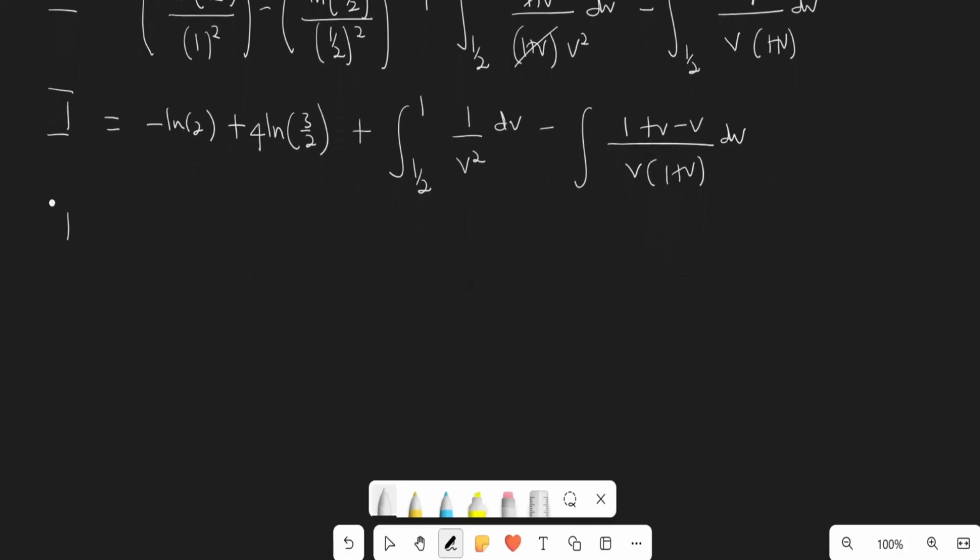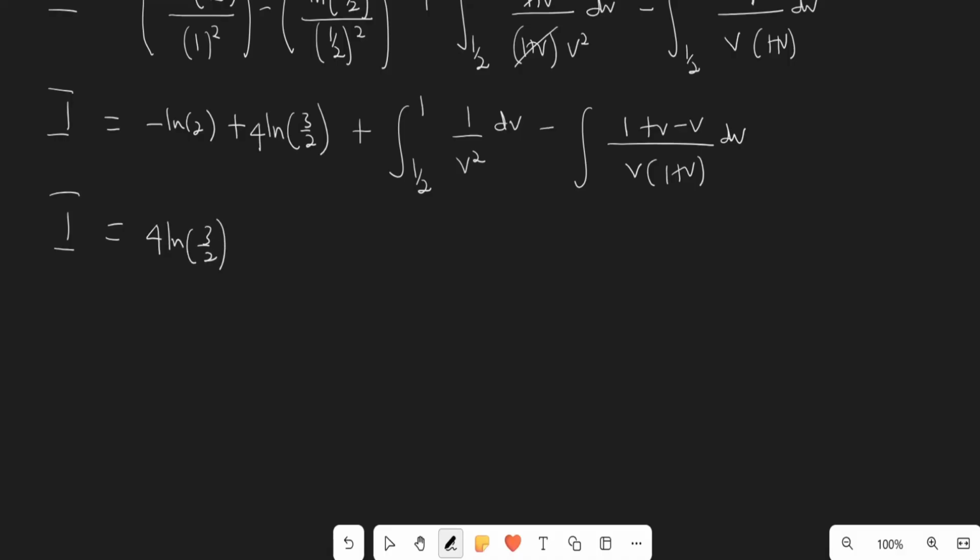Alright, so I have I equal to negative ln of 2. So I'm going to write it like this: 4 times the ln of 3 over 2 minus the ln of 2, right? Plus, integrating this one is negative 1 over v, the limits of integration from 1/2 to 1. And this one, splitting this one into 2 different integrals again, I have negative the integral of 1 plus v all over v times 1 plus v dv from 1/2 to 1.